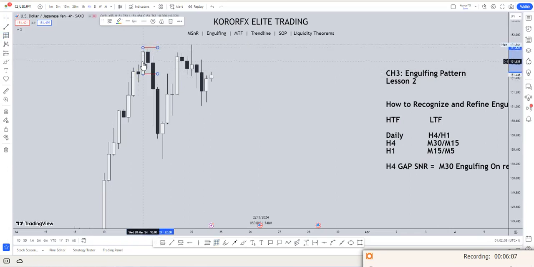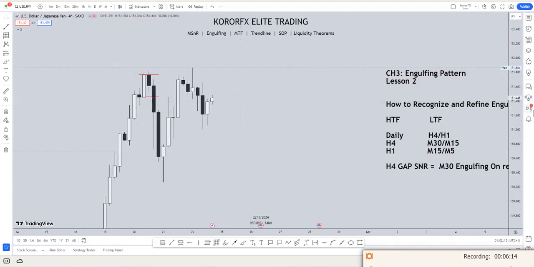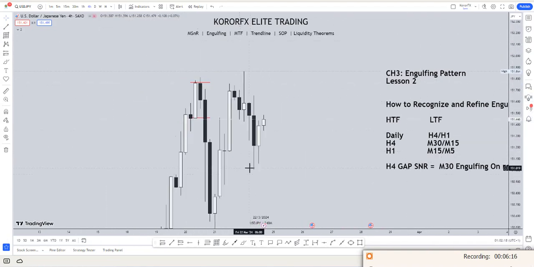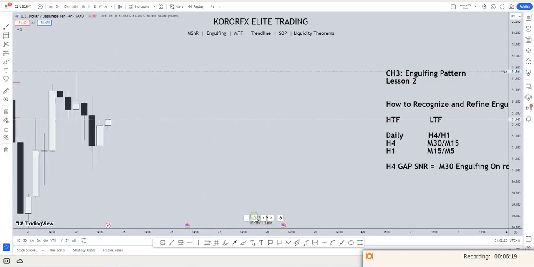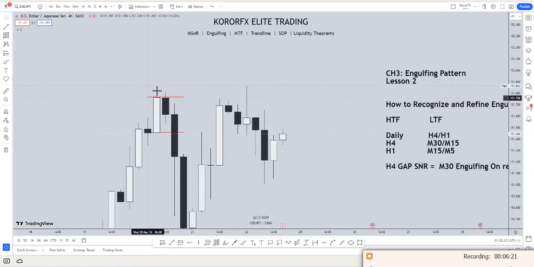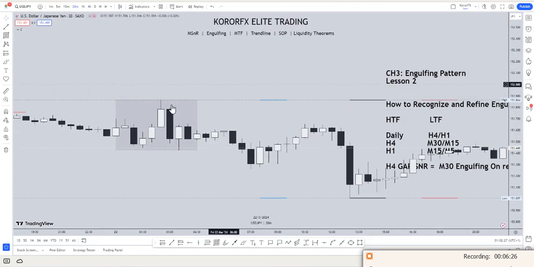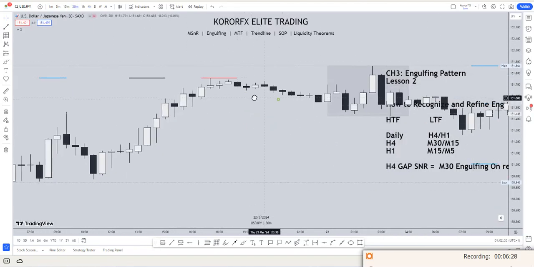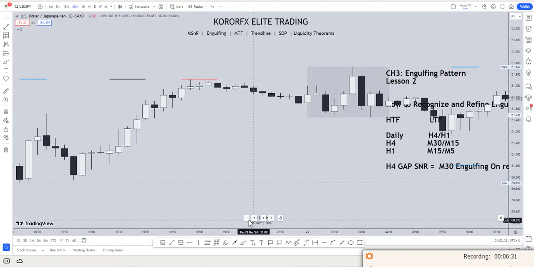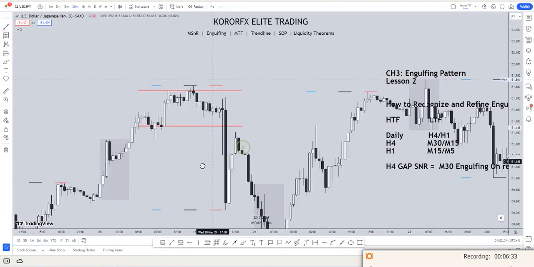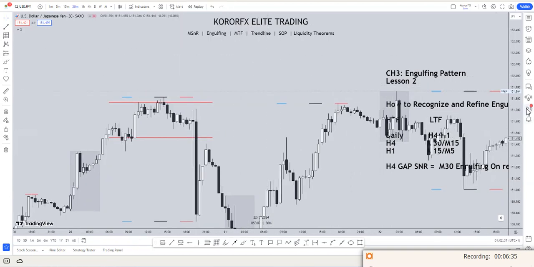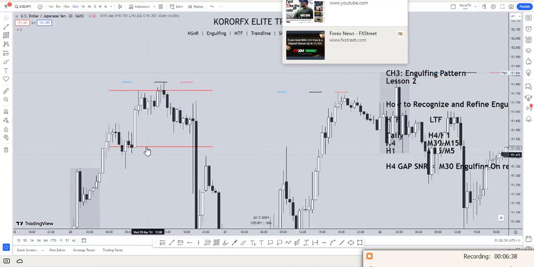Okay, that's H4 engulfing. So the best time frame to refine is 30 minutes. 15 minutes is somehow choppy, so for refinement use 30 minutes, since we are at H4. According to the 30 minute engulfing, it will be this one.